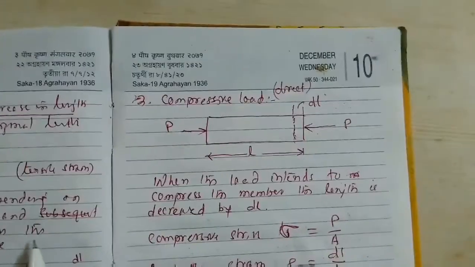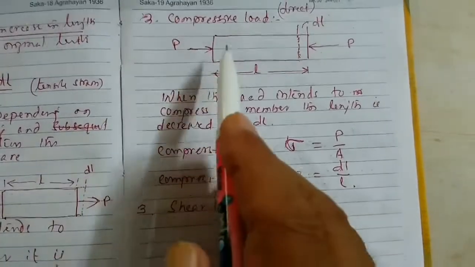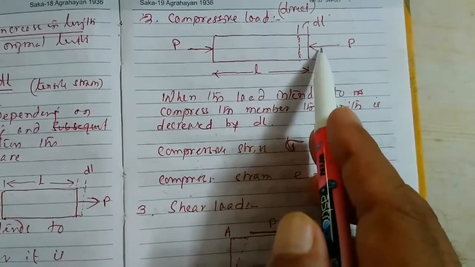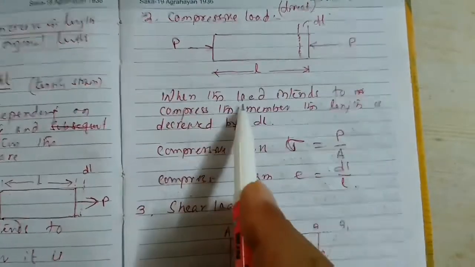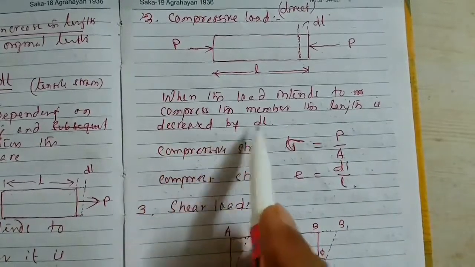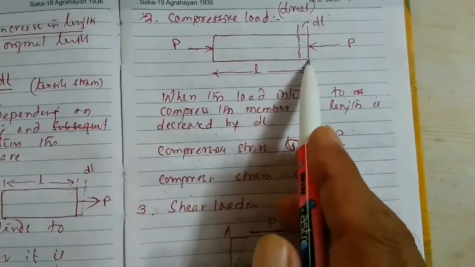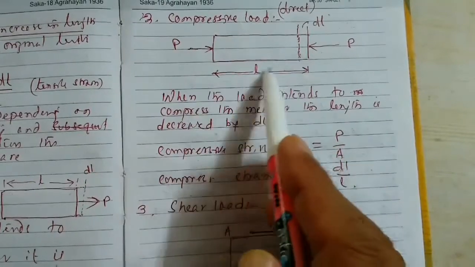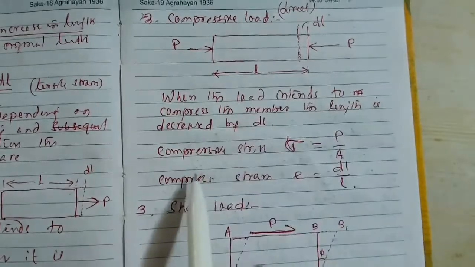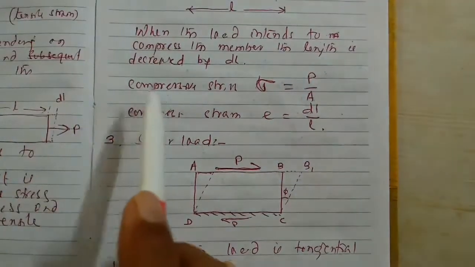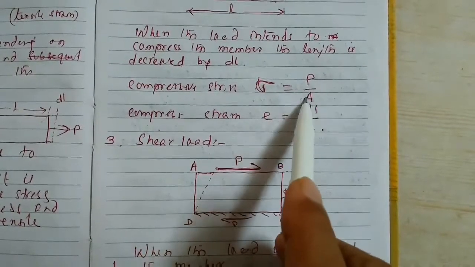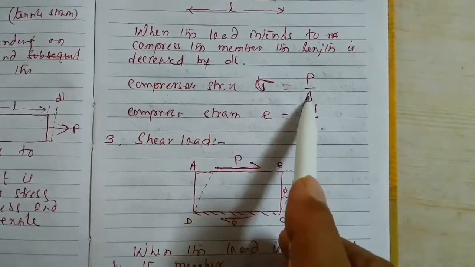On the other hand, there is also compressive load. If the member is subjected to a load such that it tends to compress the body, the length is decreased by dl. See, the length will be decreased from here to here. Total was L, now it has been reduced by delta L. So compressive stress sigma is equal to P by A. Here also it is load by area.